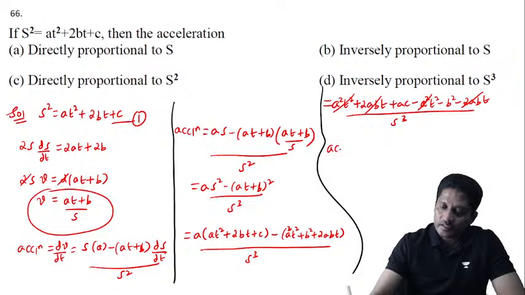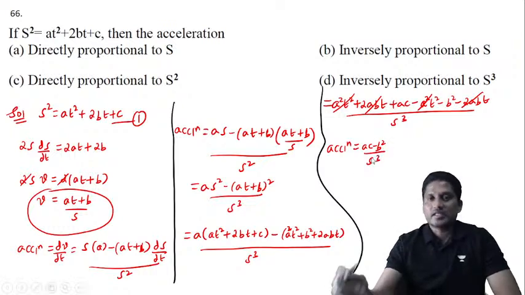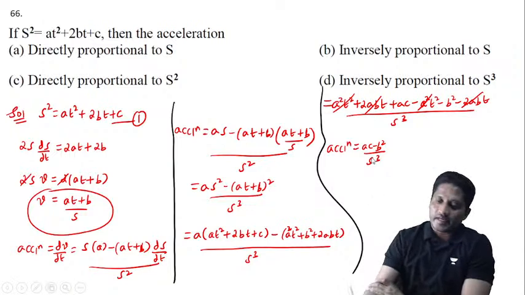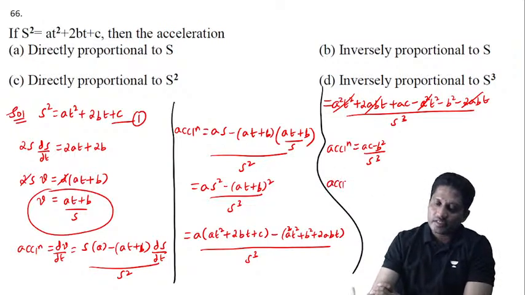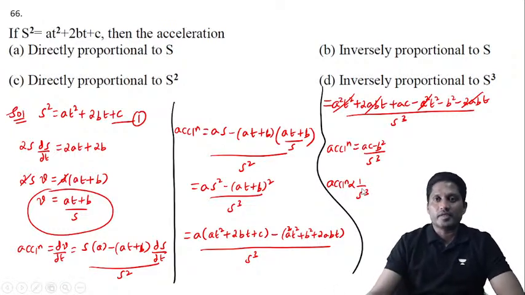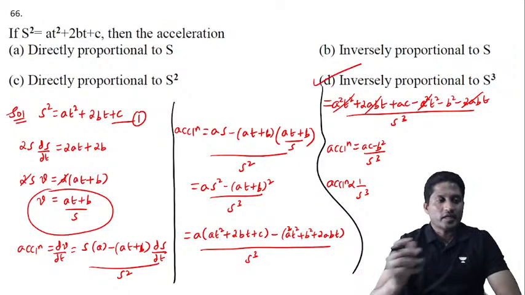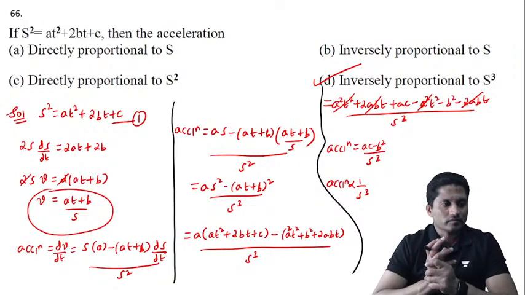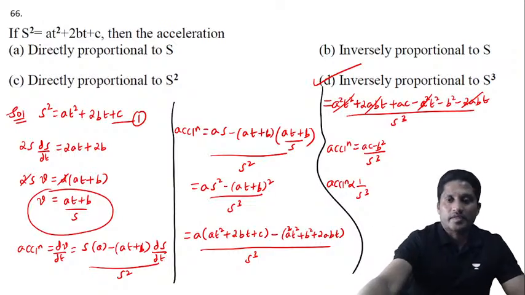Now acceleration is equal to (ac minus b square) divided by s cube. That ac minus b square is again a constant only, right? So acceleration is proportional to 1 by s cube. So it is inversely proportional to cube of the displacement. Alright, answer is option D. Alright, let's move to the next question.